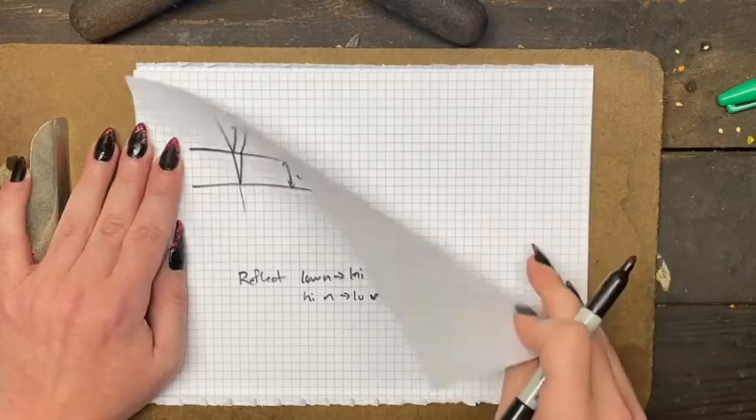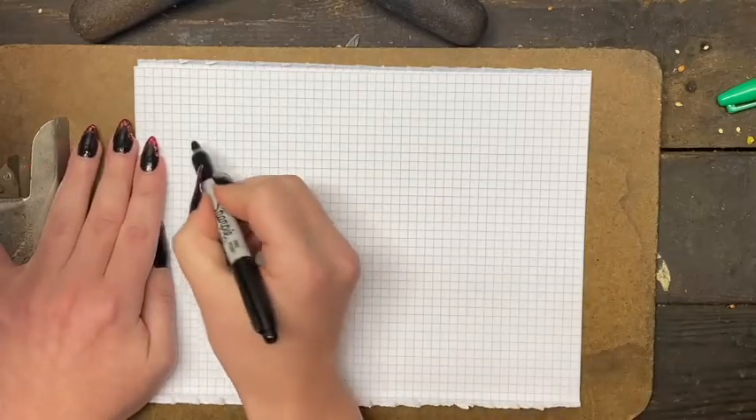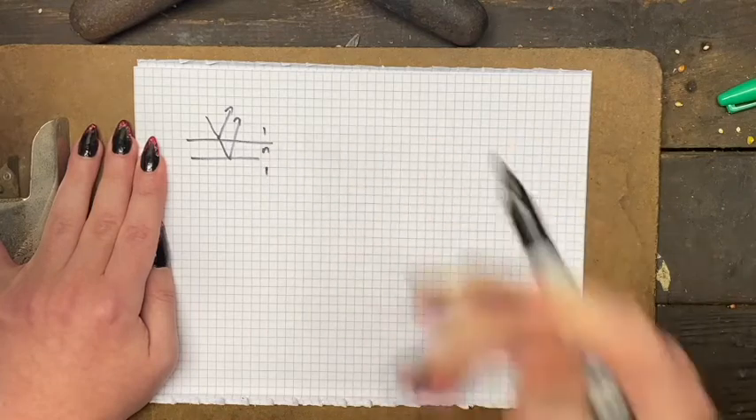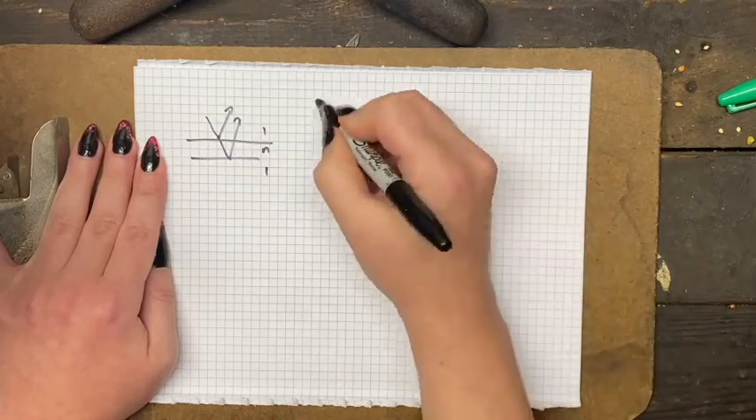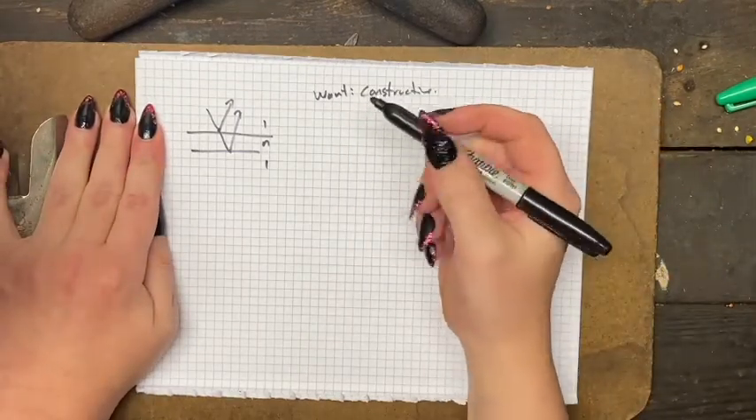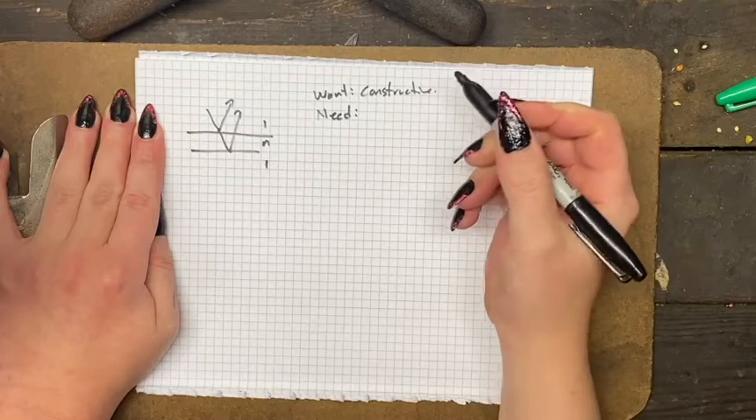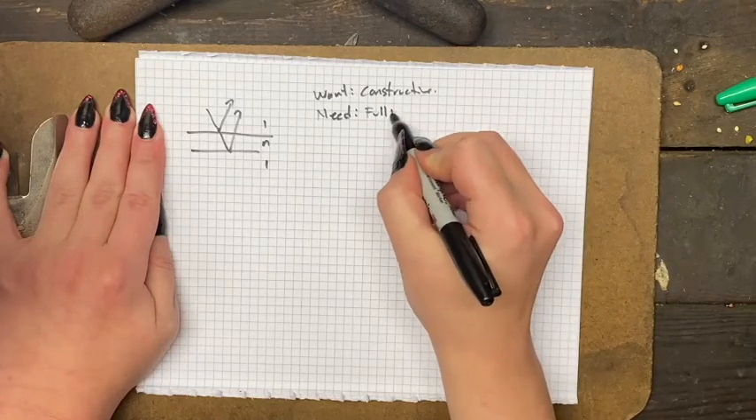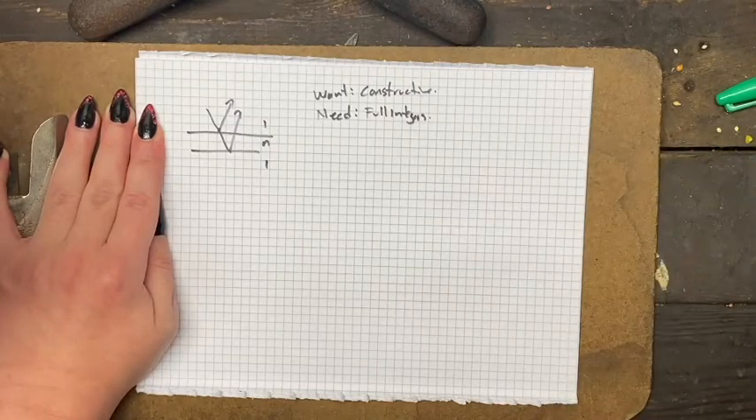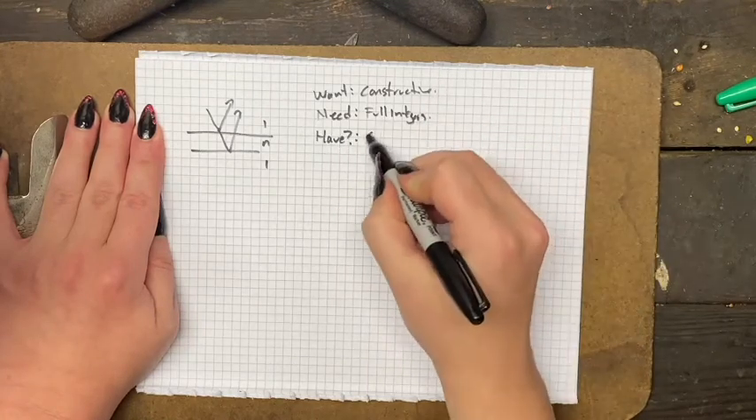So a better way for us to do this, like the cookbook will-always-succeed method. Let's redo this same problem. This is 1, this is n, this is 1. First thing we want to know is, what do you want? If you want constructive, great. For the sake of argument, let's say that we do. What do we need? If we want constructive, we need full integers. Okay. Next question, what do you have? And that means check the reflections.